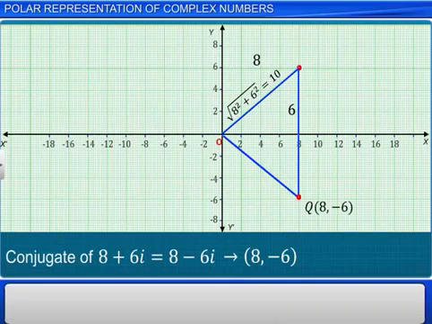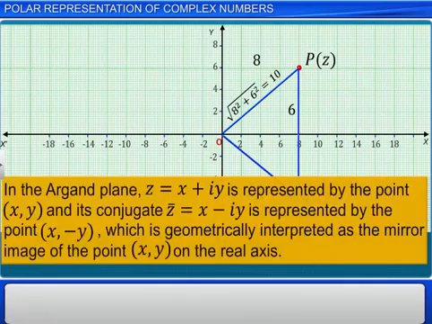Here, it is observed that point Q is the mirror image of point P. In the Argand plane, complex number z equal to x plus iy is represented by the point (x, y), and its conjugate z bar equal to x minus iy is represented by the point (x, -y), which is geometrically interpreted as the mirror image of the point (x, y) on the real axis.